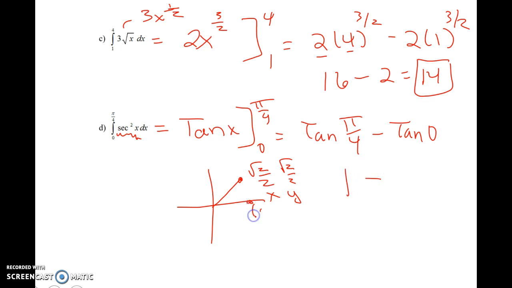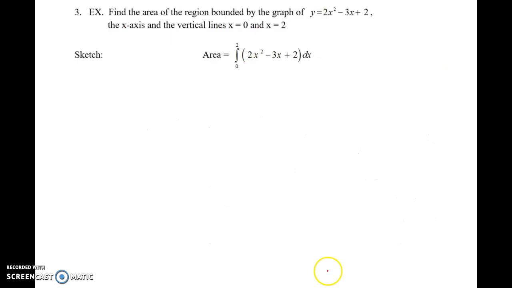The tangent at 0 will be y over x, so 0 over 1, which is 0. So 1 minus 0 will be a definite integral of 1 unit. Let's look at the next example.